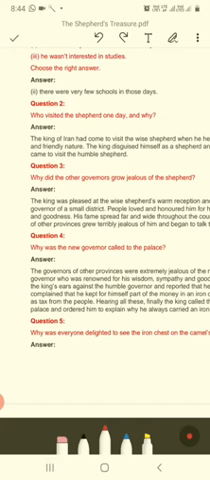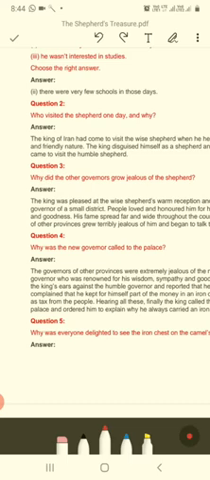Then we have question number 3: Why did the other governors grow jealous of the shepherd? Why do you think the other governors grew jealous of the shepherd? Because they saw him growing and they could not digest the fact that a mere shepherd was getting more and more popular with each passing day. So they started plotting against him, which was of course unsuccessful.